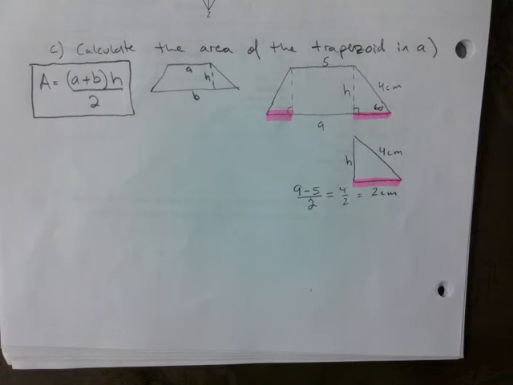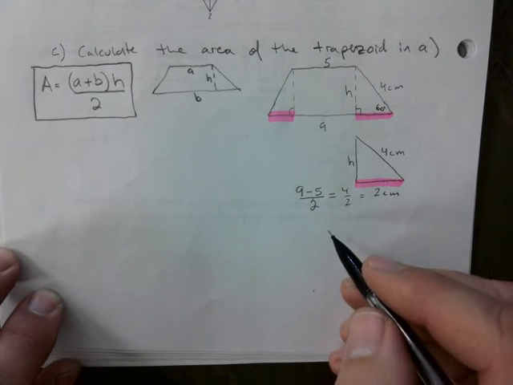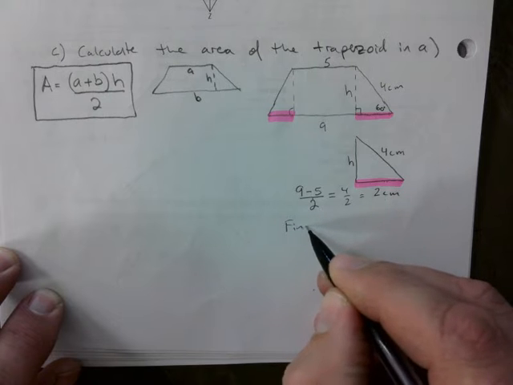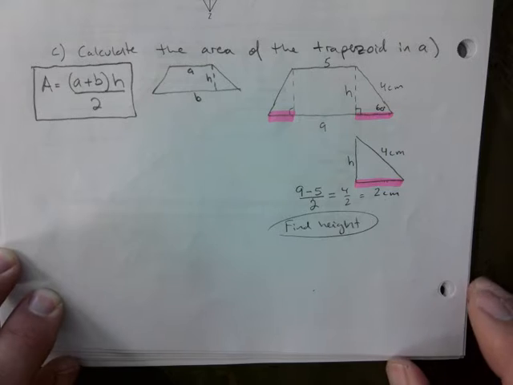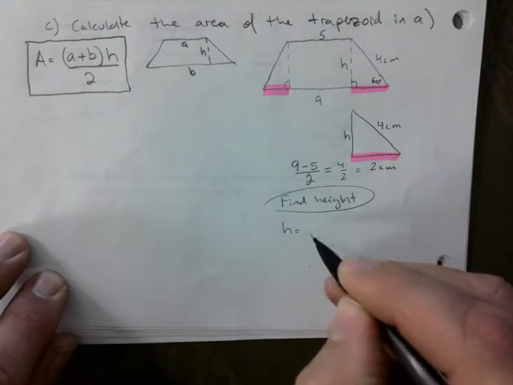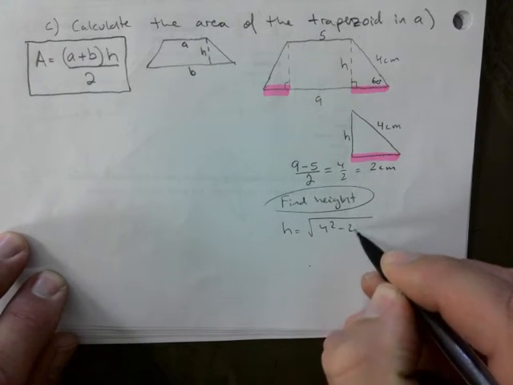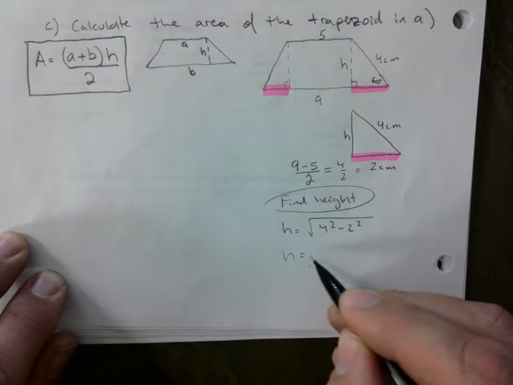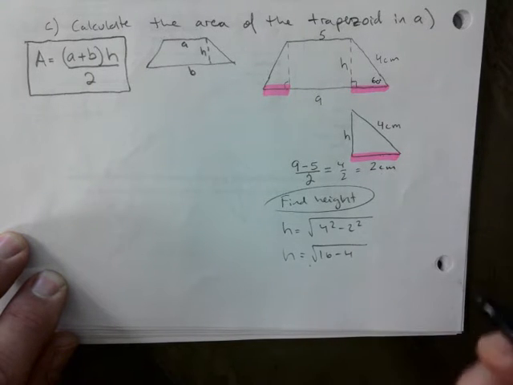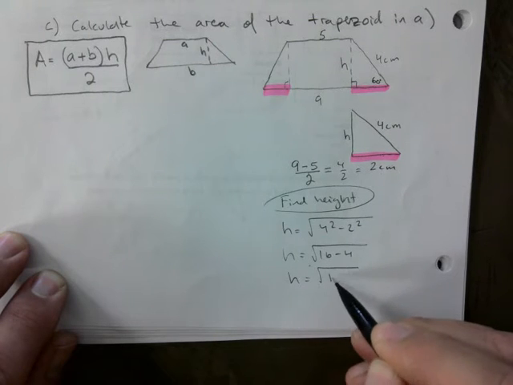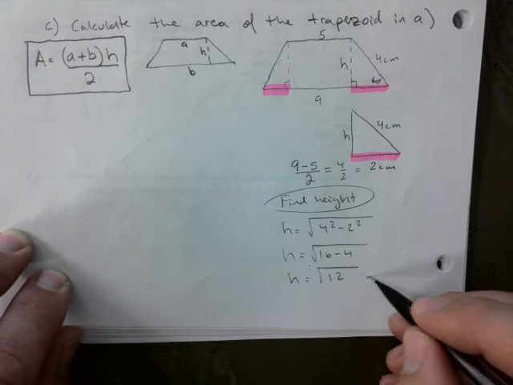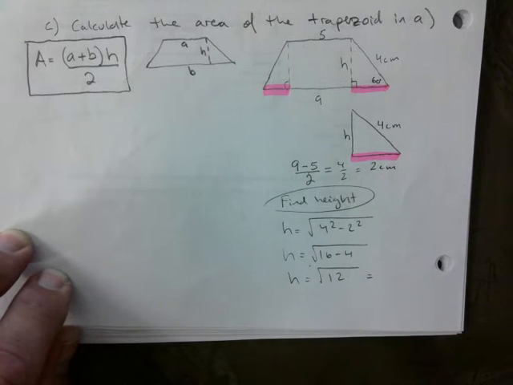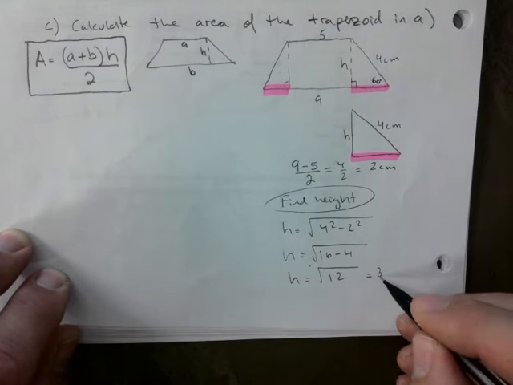It's up to you. So determine the height. Find height. Let's do that. So height is going to be the square root of 4 squared minus 2 squared. Height is 16 minus 4. Height is the square root of 12. Let's figure out what the square root of 12 is. 3.4641.